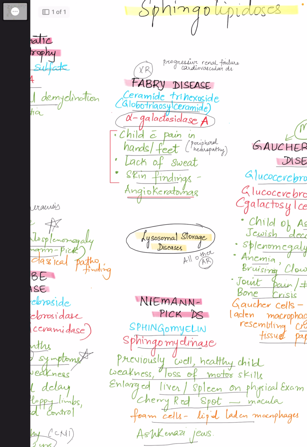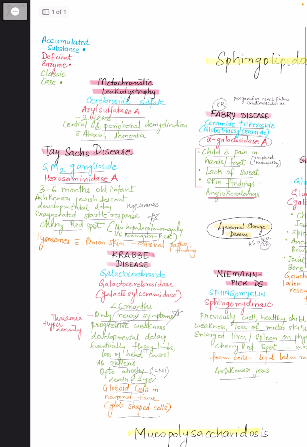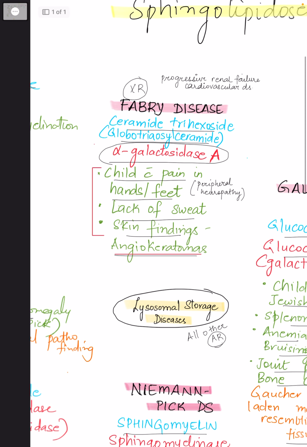The substance which I've written in blue is the accumulated substance, and the enzyme in red is the deficient enzyme. In Fabry disease, the deficient enzyme is alpha-galactosidase A, and the substance which accumulates is ceramide trihexoside.